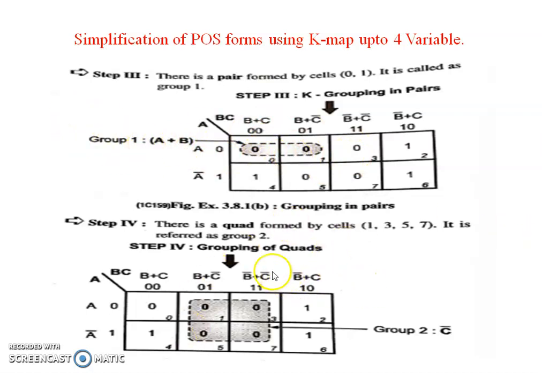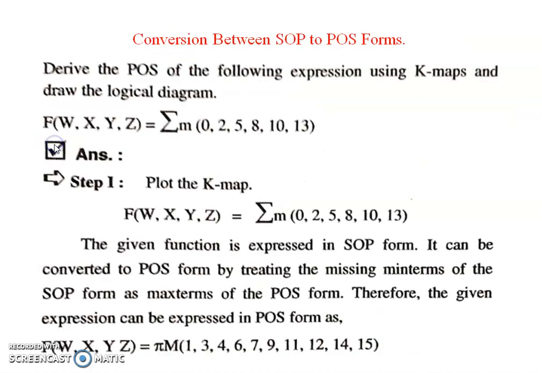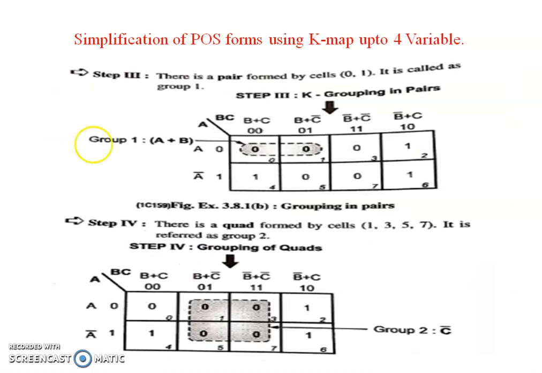Now the next group is a quad formed by cells 1, 3, 5, 7. This is also one group: cell number 1, cell number 3, cell number 5 and cell number 7. It's your second group, and for this second group you have to write the Boolean expression. When you evaluate this expression, your answer is C bar. Now your next step, that is all zeros are grouped. See here, all the 0s are grouped.